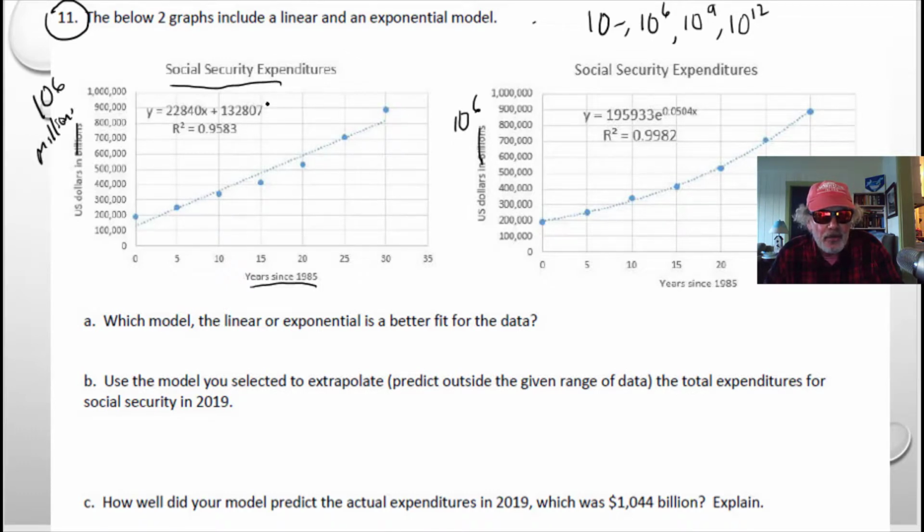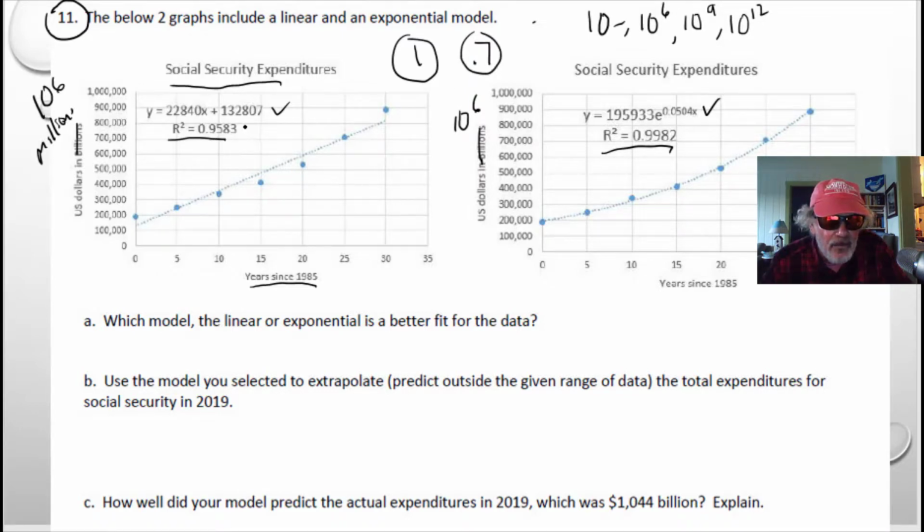Here's a linear model, and here is the exponential model. Notice in the real world, it's not exact. You're not going to get an exact fit, you're trying to get as close as you can. How do you know how close you are? The R squared. A perfect fit is 1, a darn good fit can be 0.7. So this is a really good fit, 0.9583. And this is a really great fit, 0.9982. This is an excellent fit.